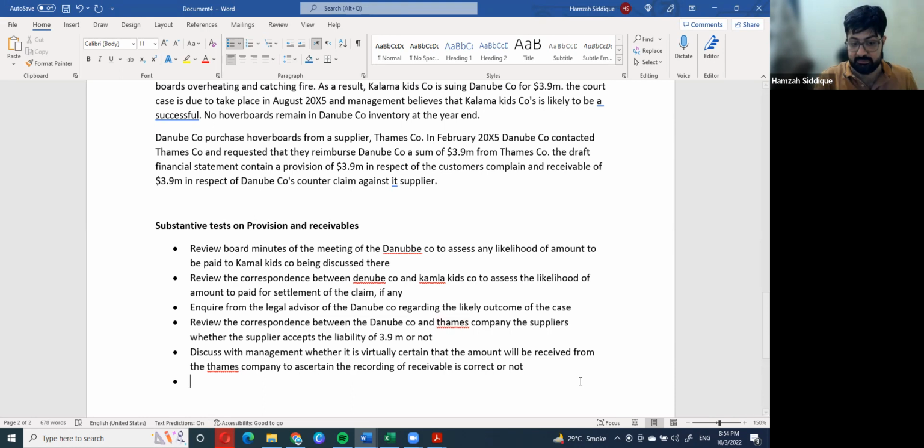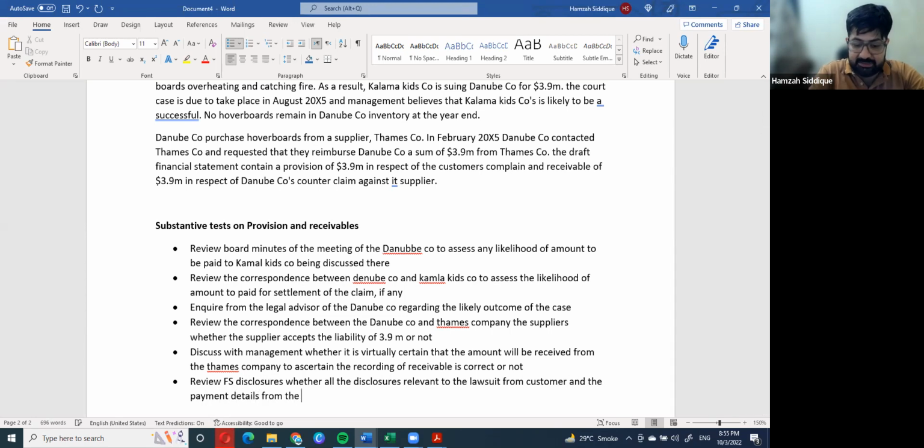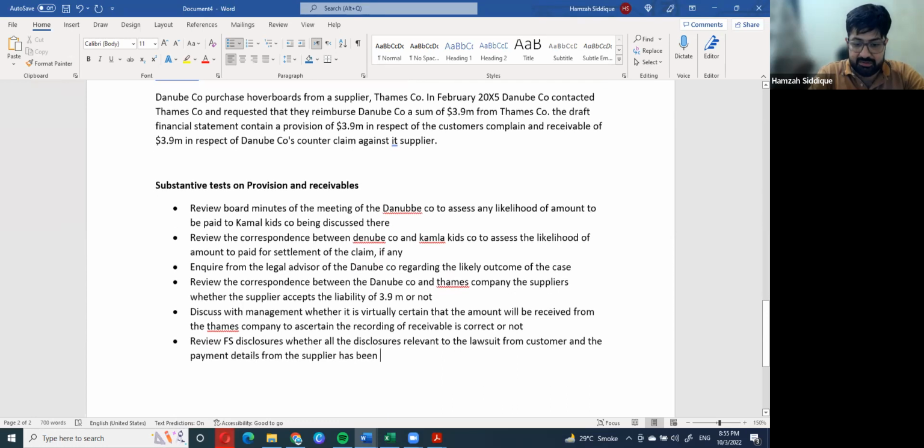Now, students, the last procedure, I will always write a simple, easy procedure, but do write it at the end. Review financial statements: whether all the disclosures relevant to the lawsuit from the customer and the payment details from the supplier have been given as per IAS 37 or not. Students even don't score marks in this procedure because they miss important things.